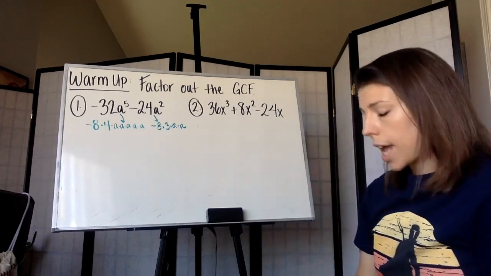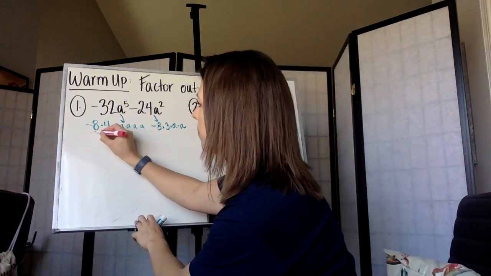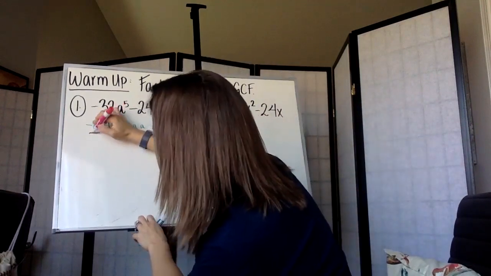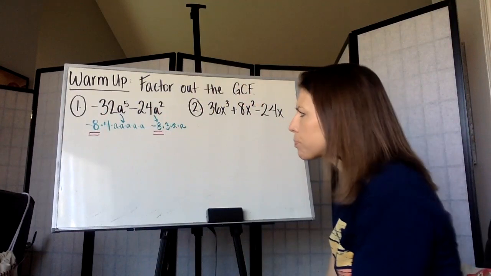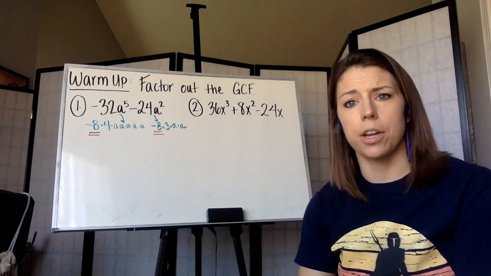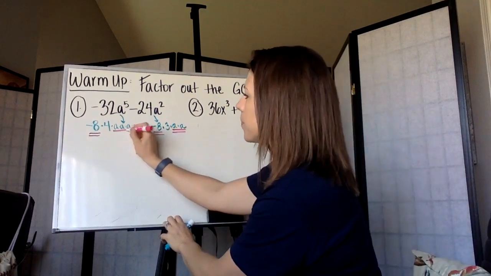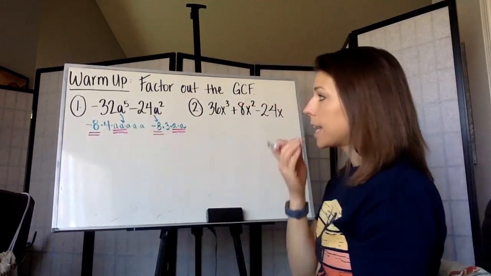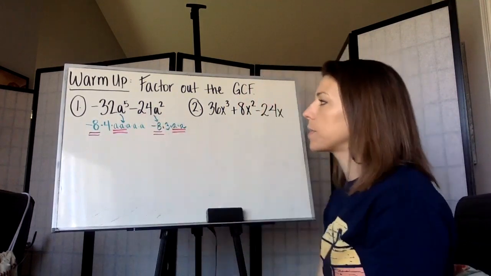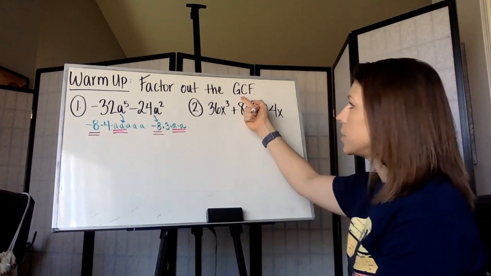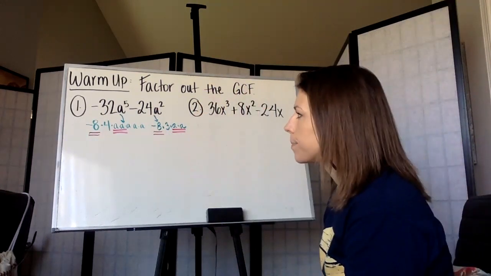Now we look for what do they have in common. Well, we know that they have negative 8 in common. That's a given, and we already knew that because that's the greatest common factor of 32 and 24. But you also have to look at the variables and see what do they have in common. They have a times a. And a times a is a squared. So after you look for what they have in common, that is the GCF. That's the greatest term that they have in common.